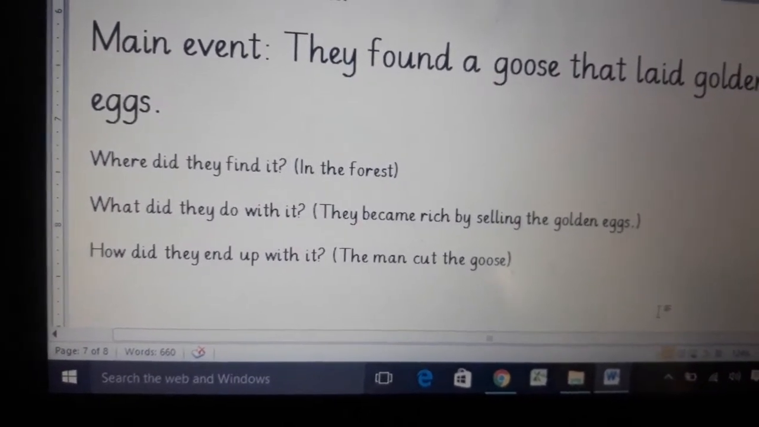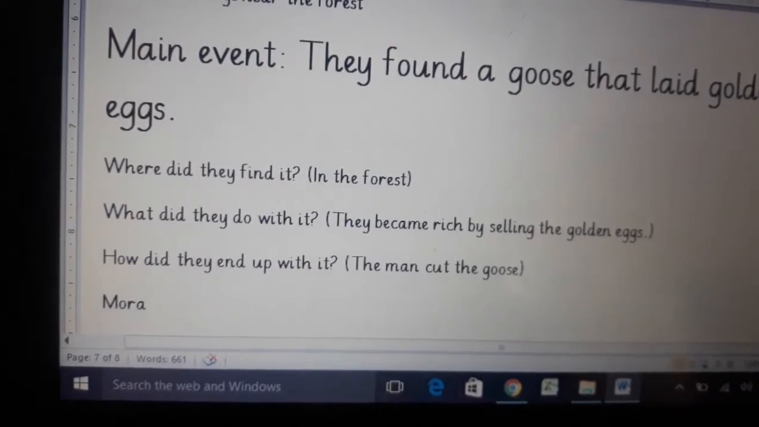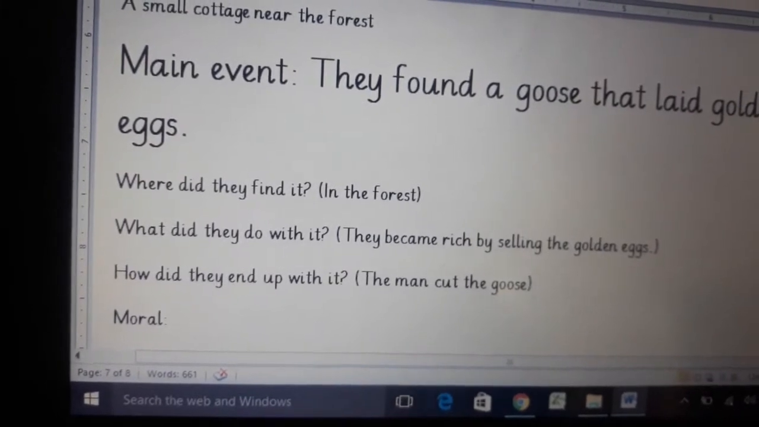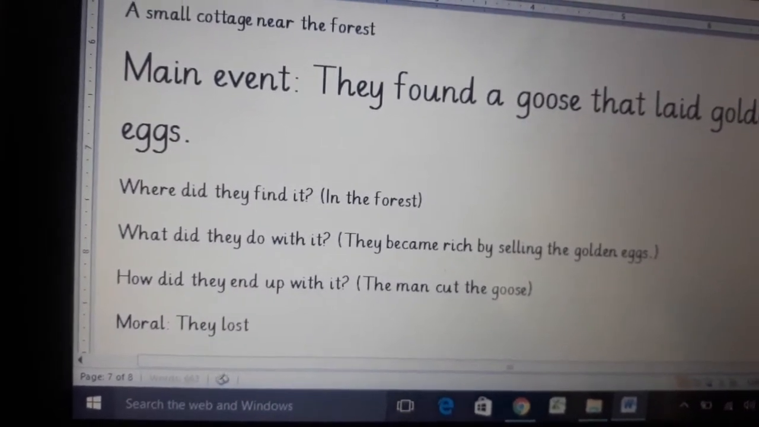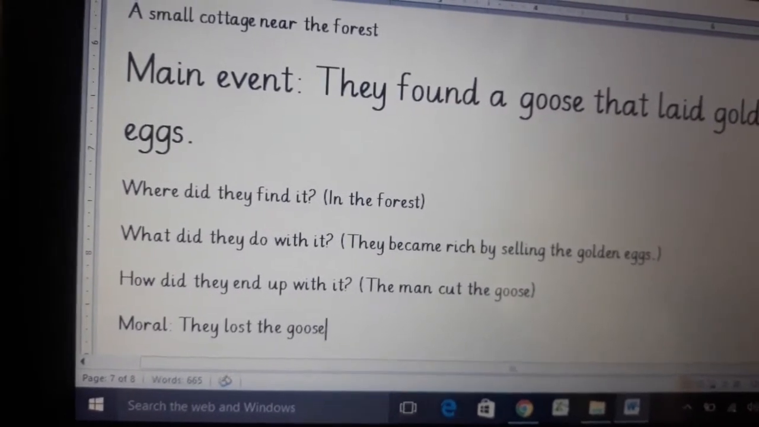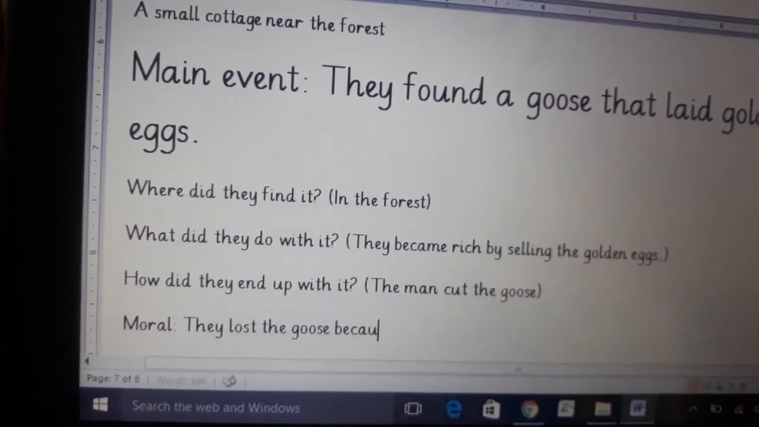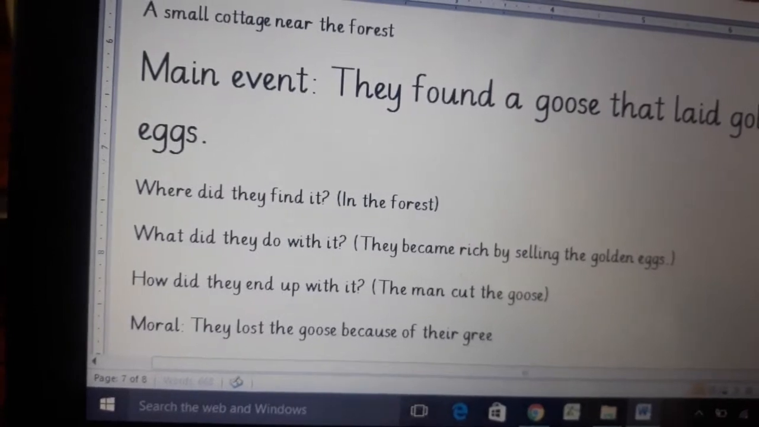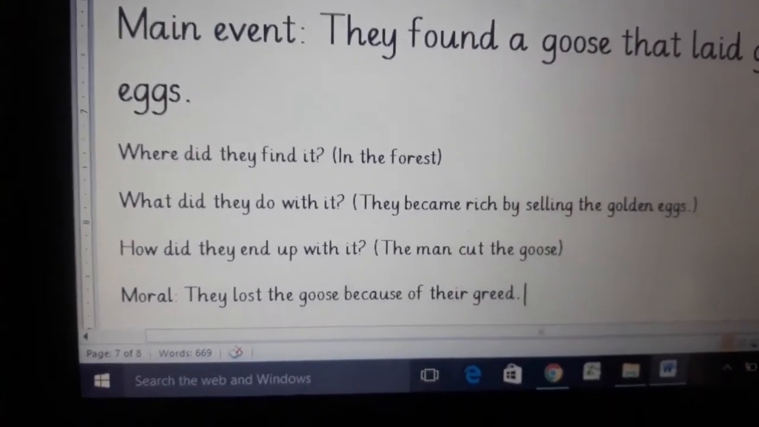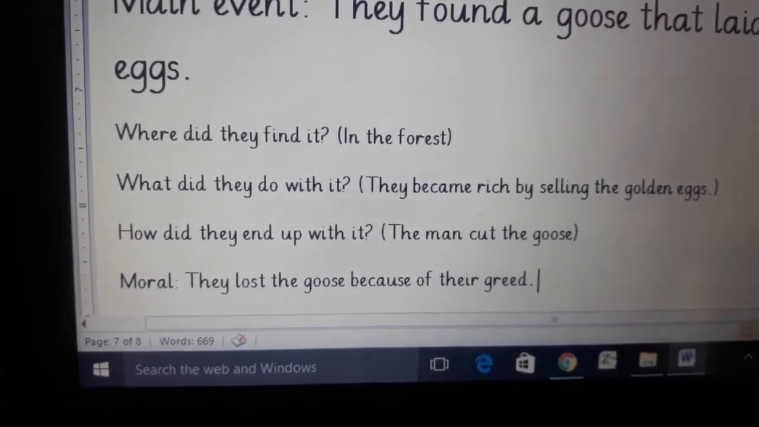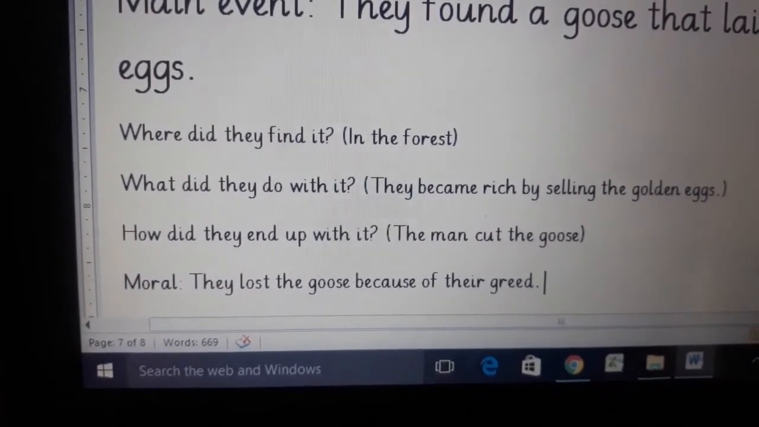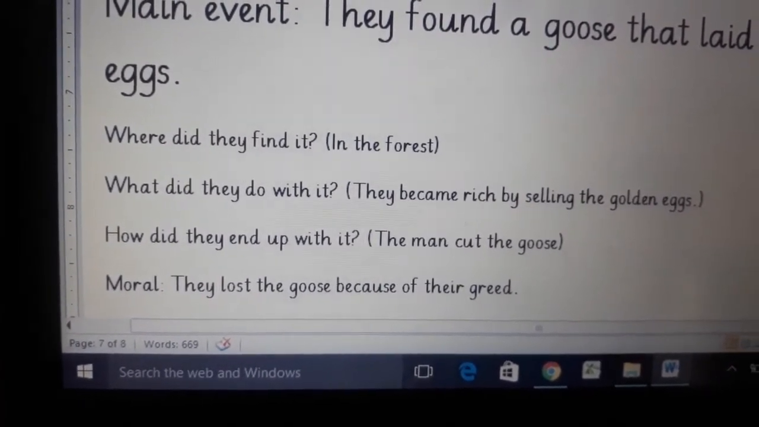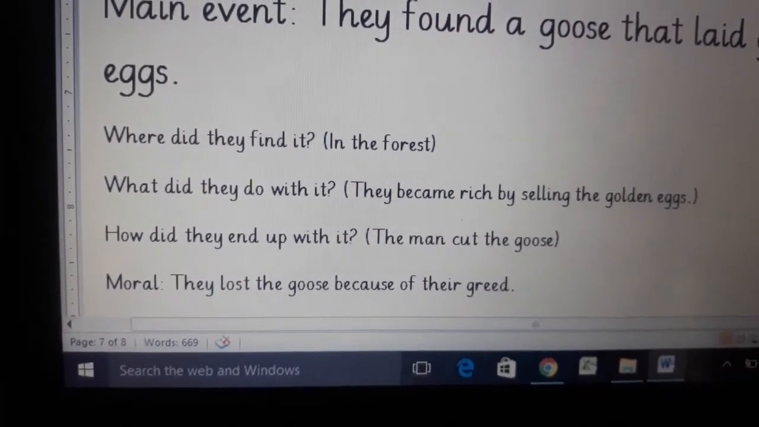So, in the end, what did you get from the story? Or you have to draw a moral lesson for the readers. They lost the goose, or the lucky charm, because of their greed. Yes. So, your story should end with a lesson. It should give a lesson to its reader. Alright, students, now I hope that you have understood everything, how you have to construct the story.